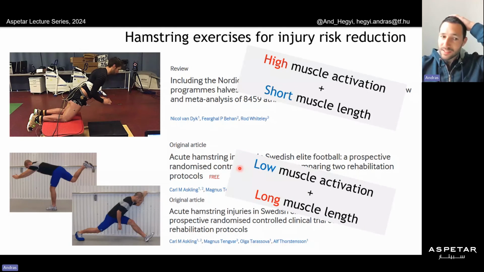So as I mentioned, in these different exercise protocols, which seem to be effective, maybe we have two different mechanisms, because in the first one, we have high muscle activation at short muscle length. And in these bottom exercises, we have a low activation at long muscle length. And our question was: can we actually combine these and have high muscle activation and long muscle length, similar to what we observe in running, in high-speed running or sprinting?